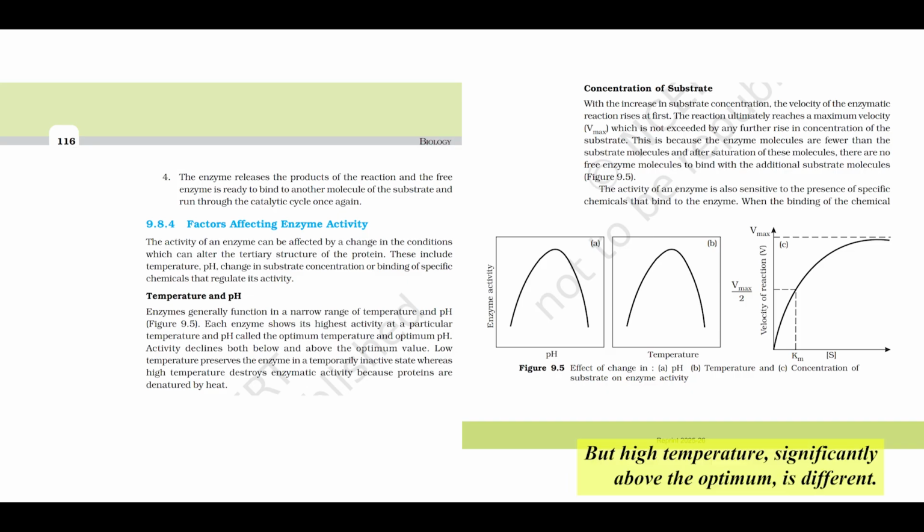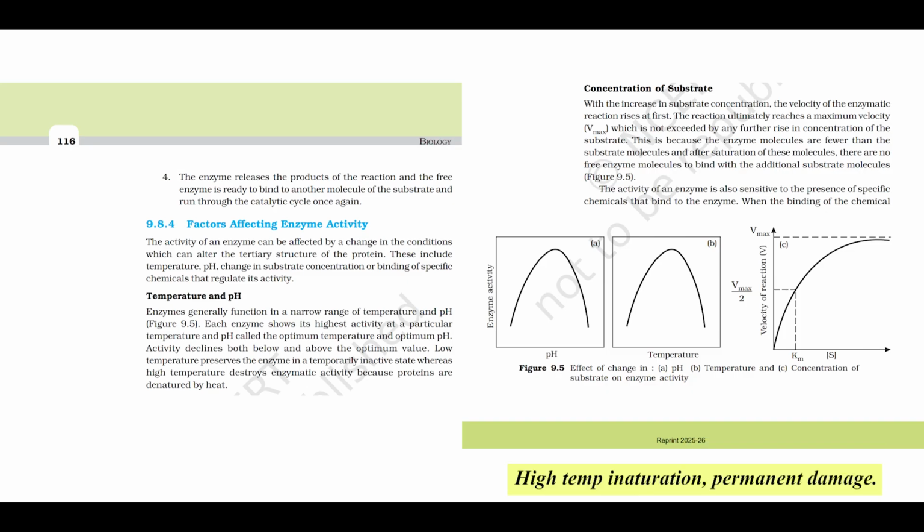Right. But high temperature, significantly above the optimum, is different. It causes denaturation. The heat energy makes the enzyme molecule vibrate so much that the weak bonds holding the tertiary structure together break. The protein unfolds, the active site loses its specific shape, and the enzyme loses its activity permanently. Like cooking that egg, you can't uncook it. High temp denaturation, permanent damage. Got it.